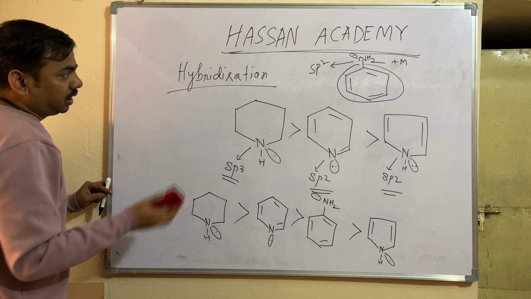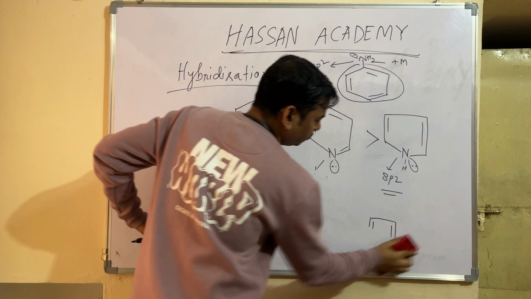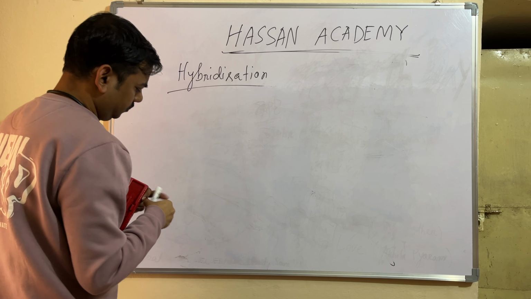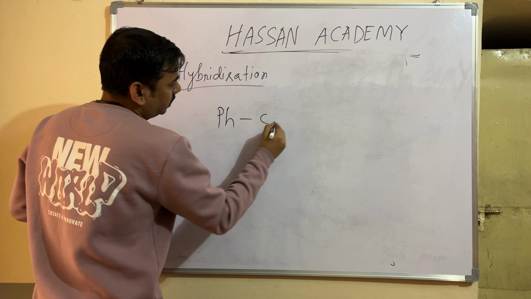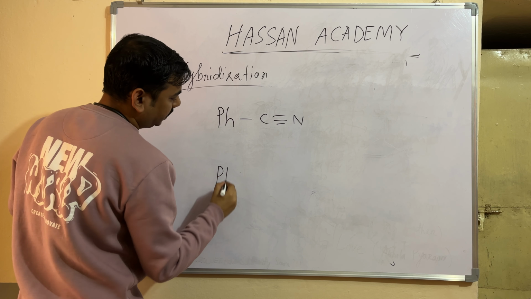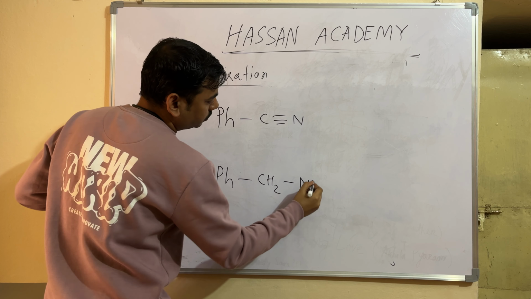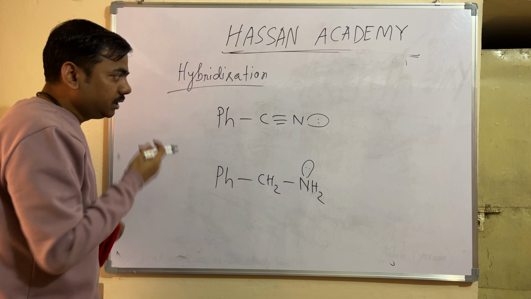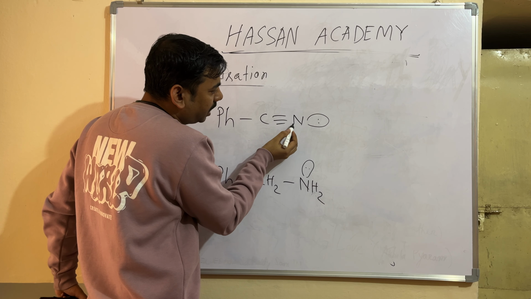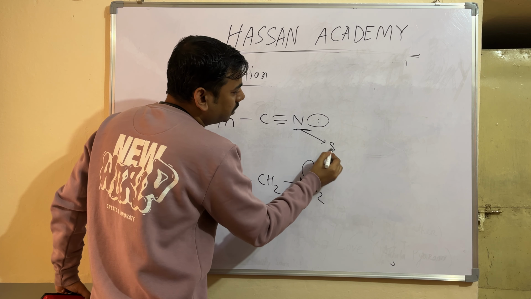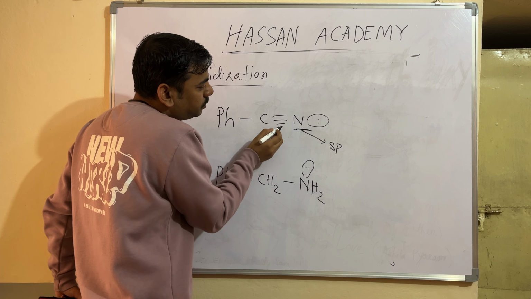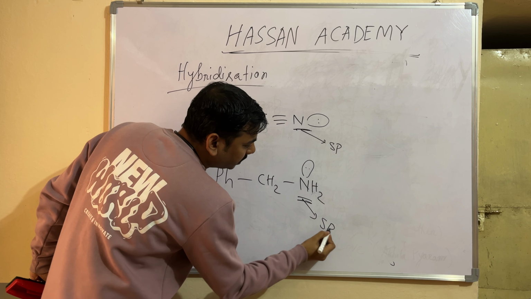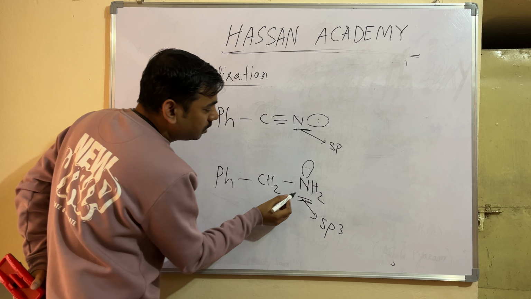Let's give one more example. You can take a screenshot. One more example I am giving. Let's write PhC≡N and PhCH2NH2. Now here one lone pair is there, here also a lone pair is there. If you see, this lone pair is a part of sp hybridization. This nitrogen is sp, and in that sp nitrogen the lone pair is there. But this nitrogen is sp3, and in that sp3 nitrogen this lone pair is there.